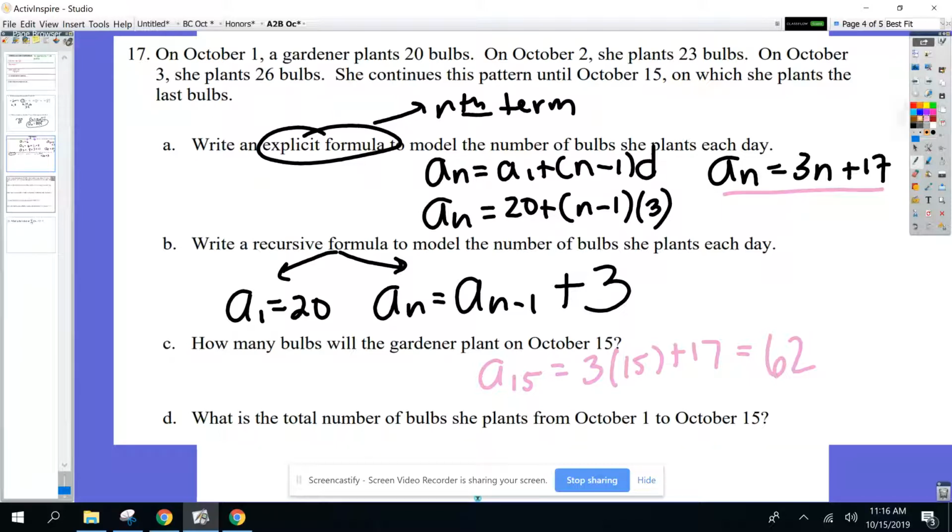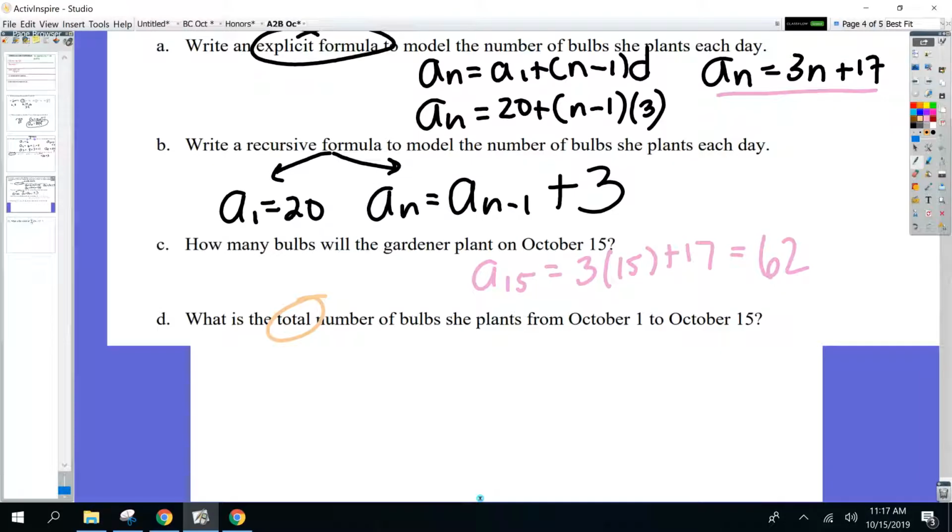Okay, and then the final, I love this question. It goes over basically everything. And now what's the total number she plants from 1 to 15? Total. And I don't want you to do in your calculator 20 plus 23 plus 26. I don't have time for that. What type of sequence was this? Arithmetic. So if I have an arithmetic sequence and I'm trying to add them all up, what do I need to create? My own sigma. Here we go. And guess what? You don't have to do much work here. It was all done in the earlier parts.